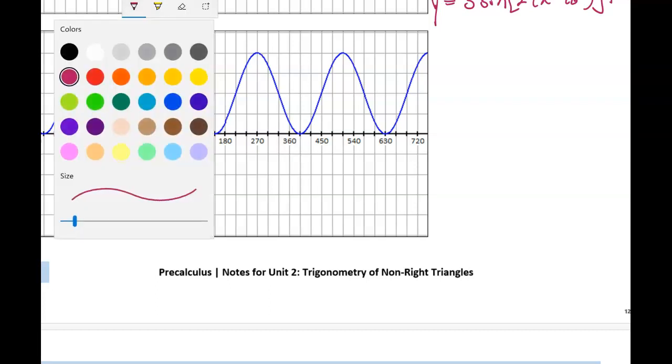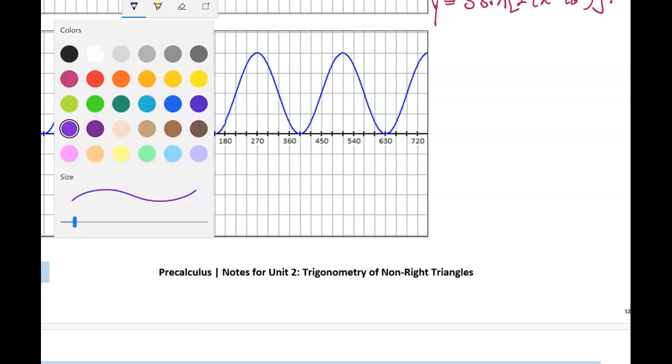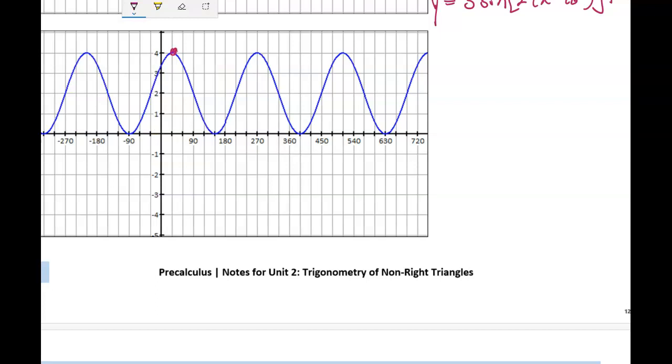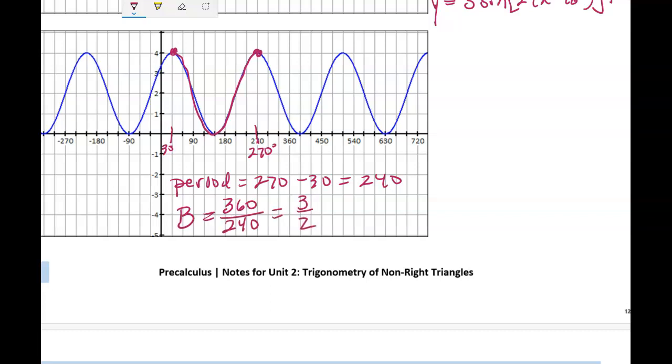Let's do the easy thing, I think, and let's use a cosine function. So a cosine function is going to go max to max. And this appears to start at 30, so there's our phase shift, and ends at 270. And that gives us a period of 270 minus 30, or 240. That means our b value is 360 over 240, which reduces to 3/2.